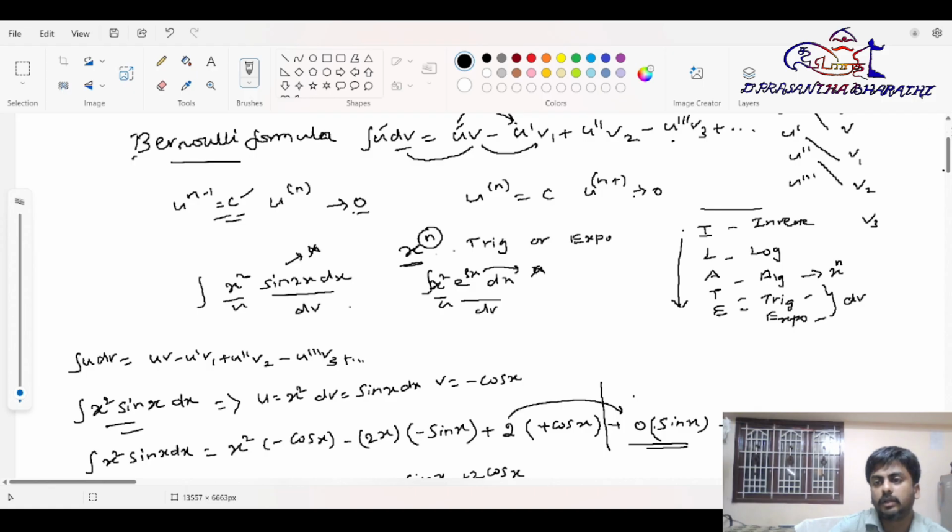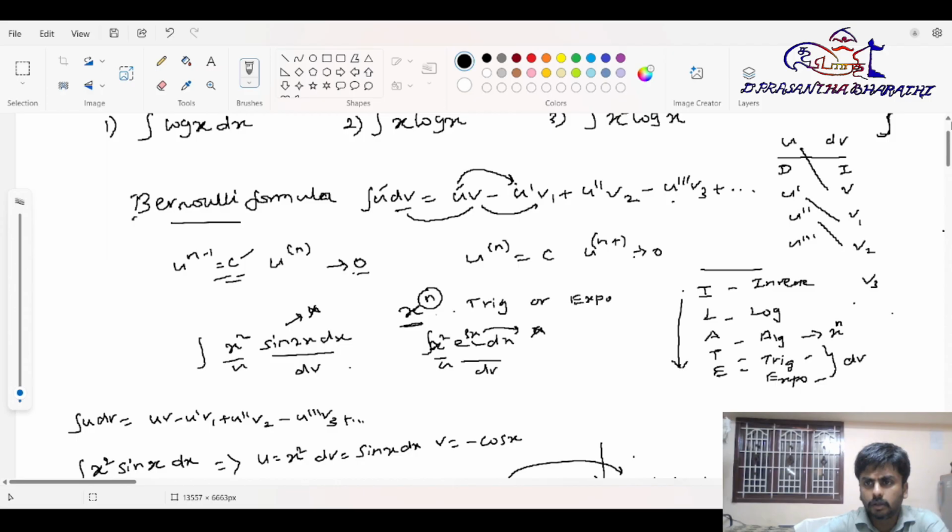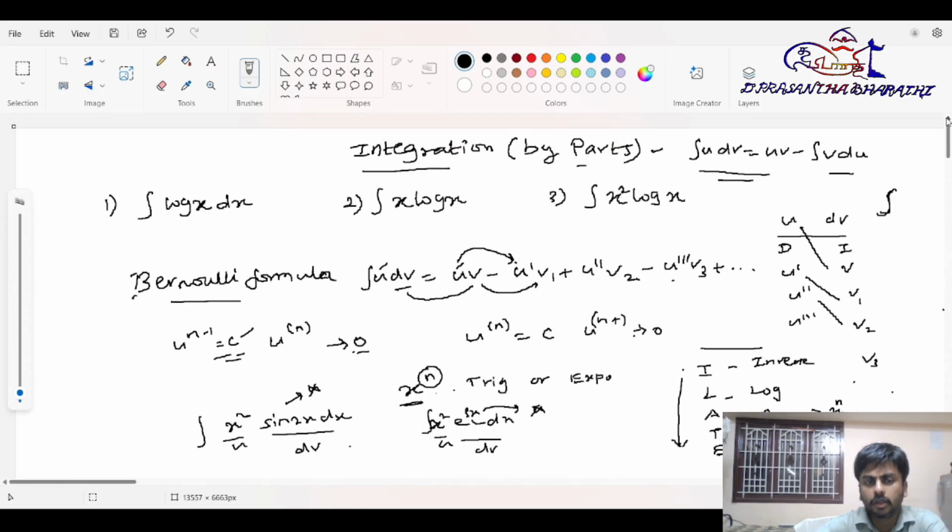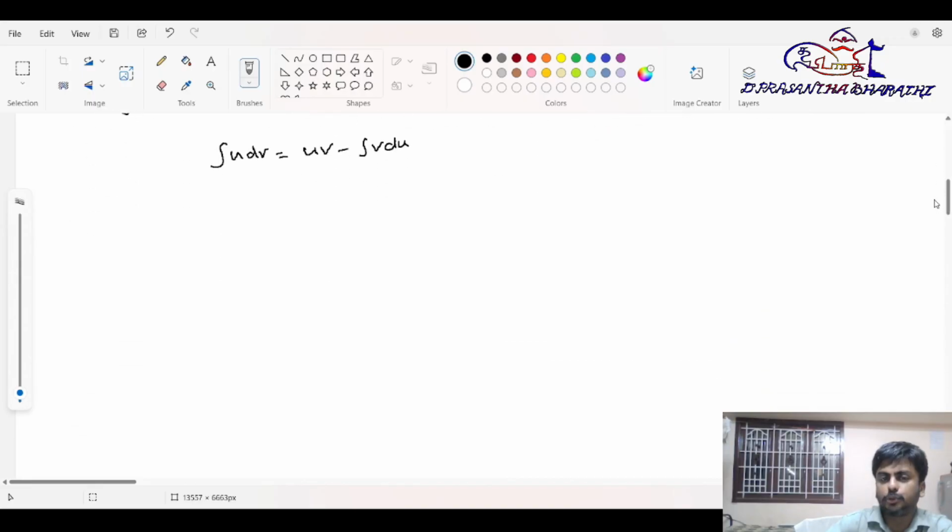We have taken 3 examples, so I shall show you those examples here. One is the integration of log x dx, another is the integration of x log x, and another is the integration of x square log x. So why have I chosen the integration of log x?